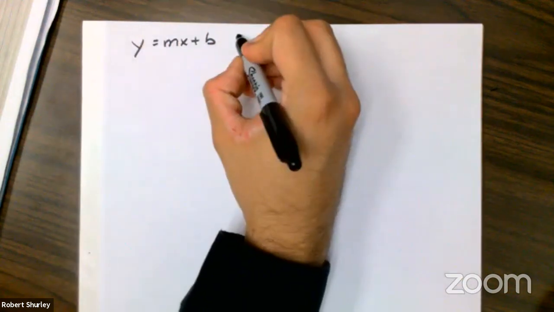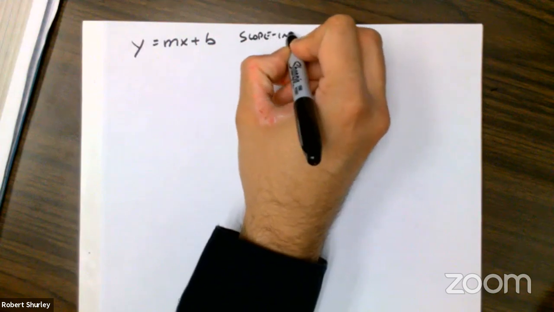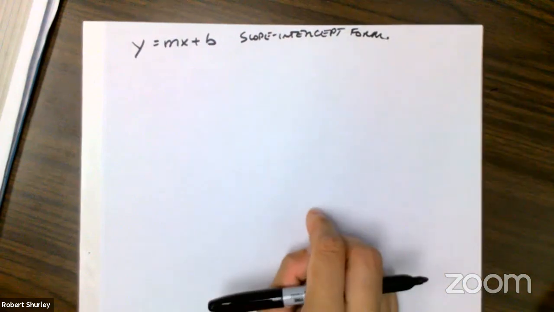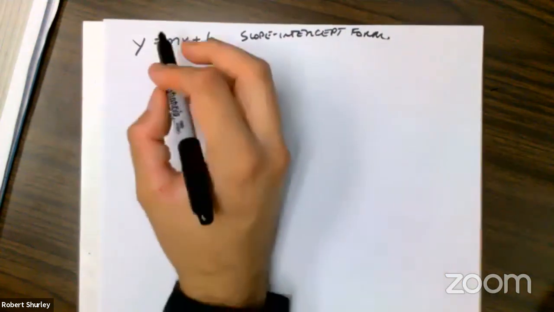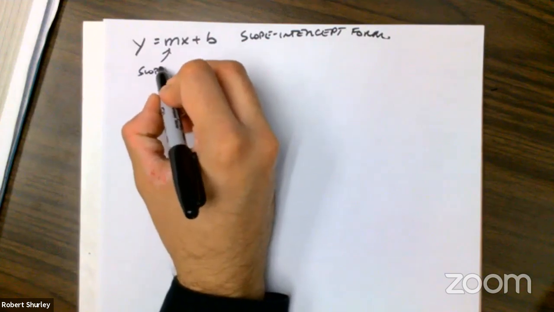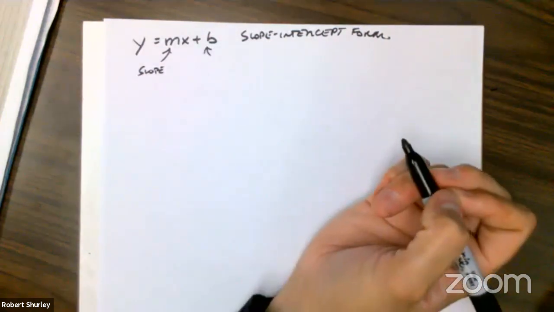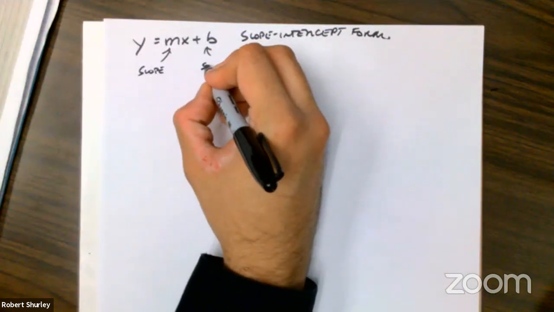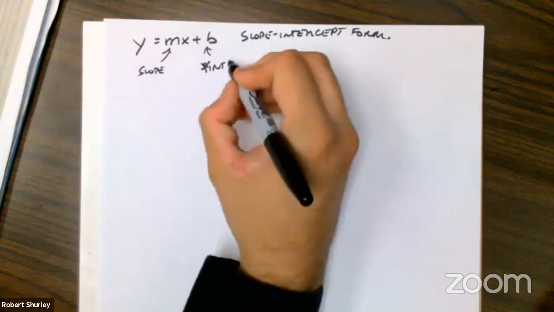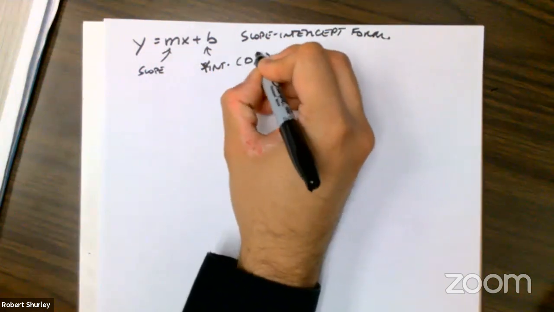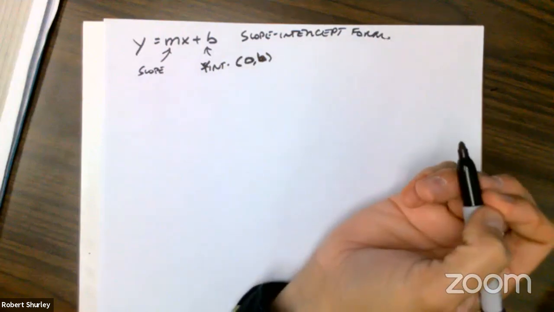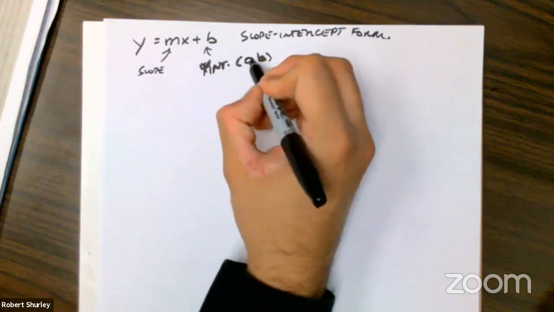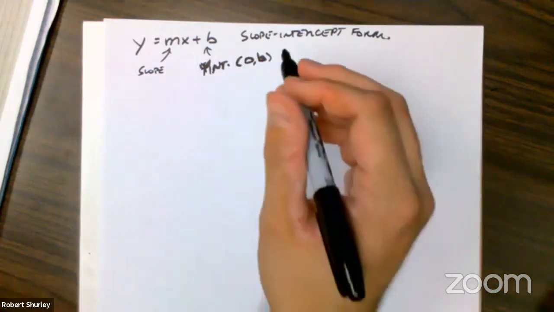Now this is called the slope-intercept form of a line. Okay, the slope-intercept form. It's called slope-intercept because your slope's right there, right? And this is really where your line crosses the y-axis. So the y-intercept is actually (0, b), and it crosses at (0, b). Okay, that's where we cross the y-axis.